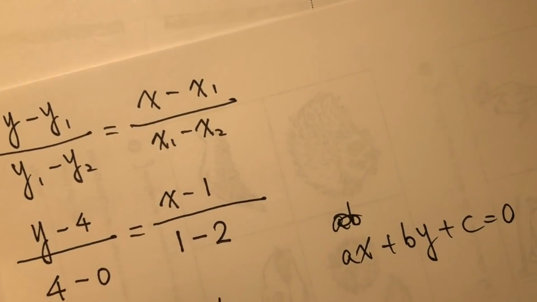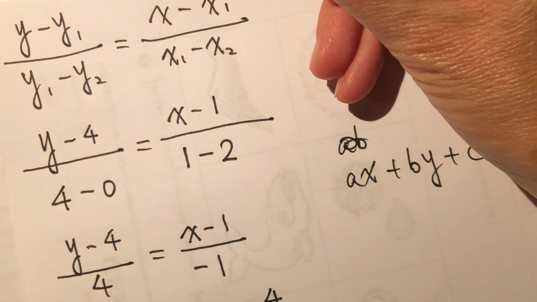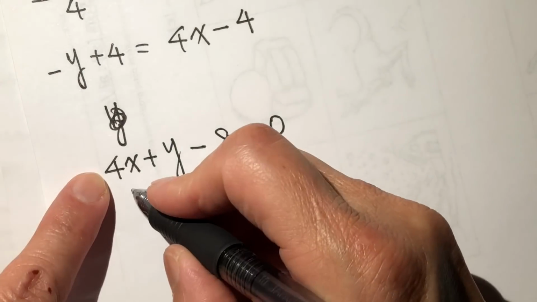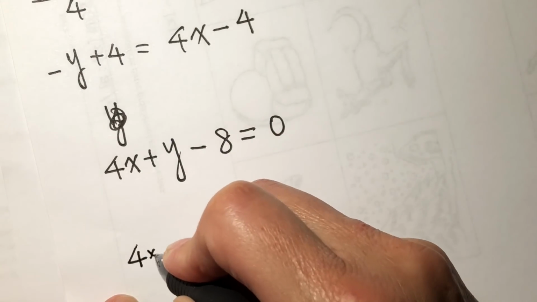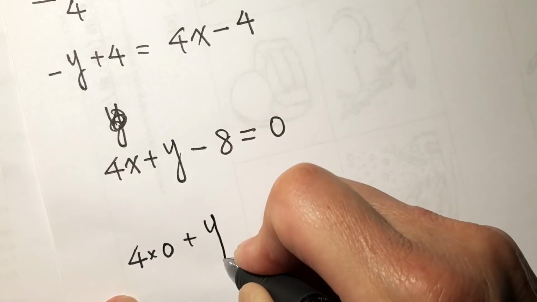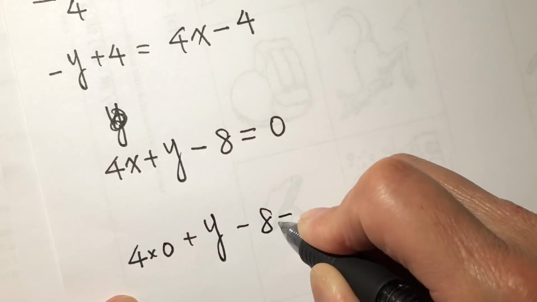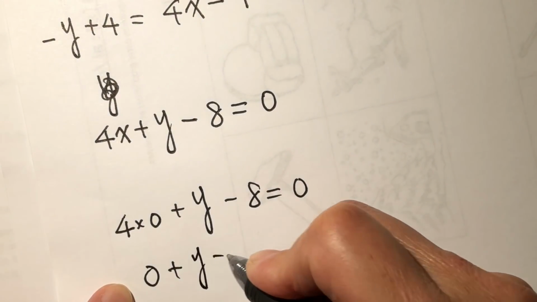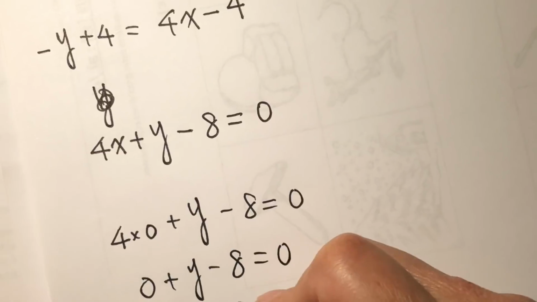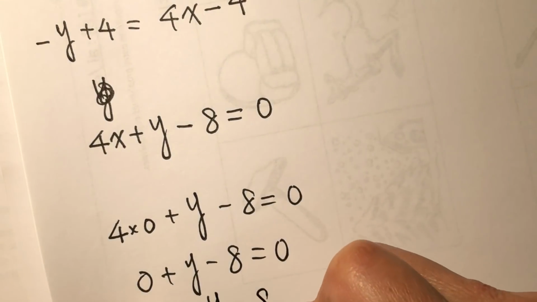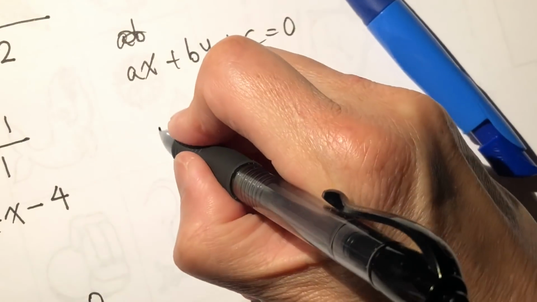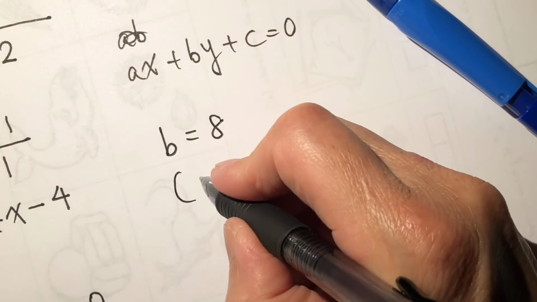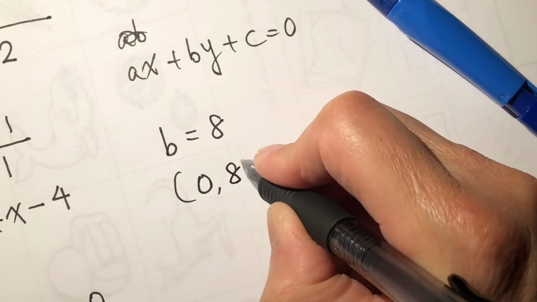Now we plug in the point when x equals 0: 4 times 0 plus y minus 8 equals 0. So 0 plus y minus 8 equals 0. So y equals 8. So b equals 8. The other point is (0, 8).